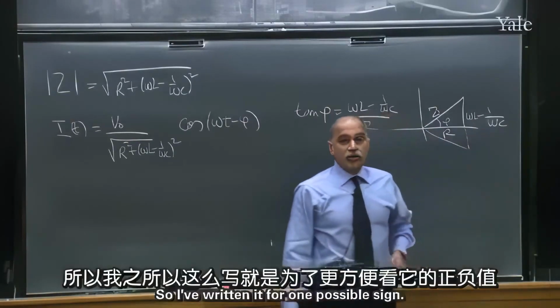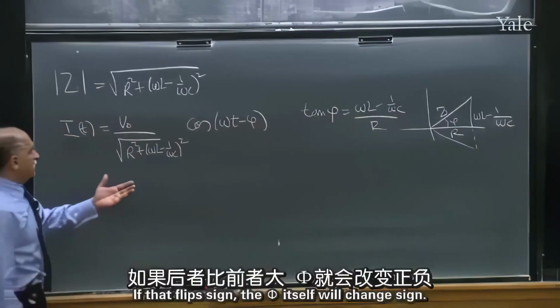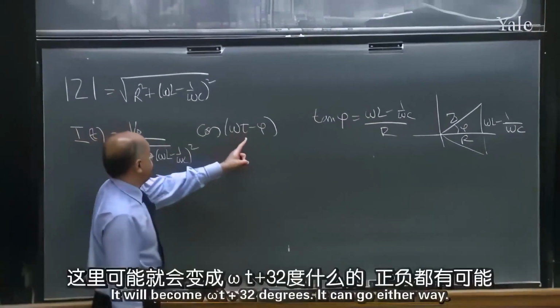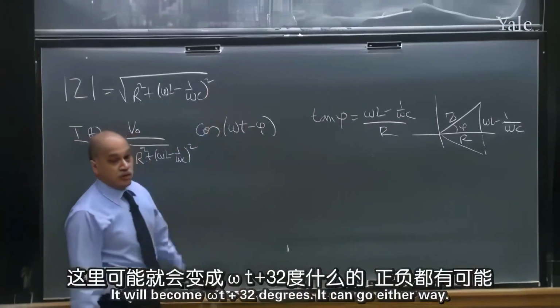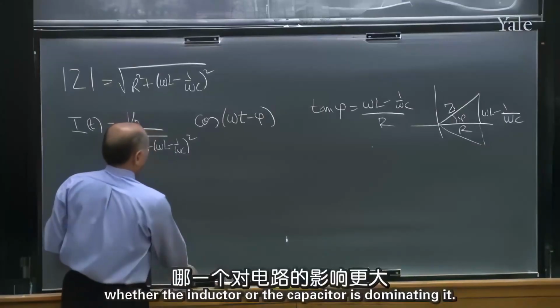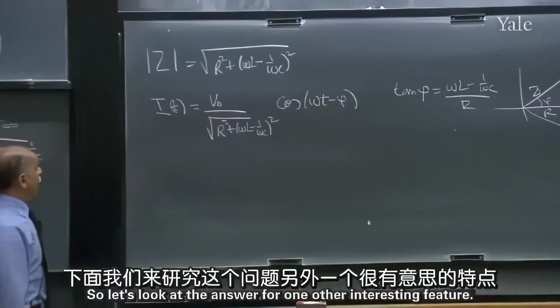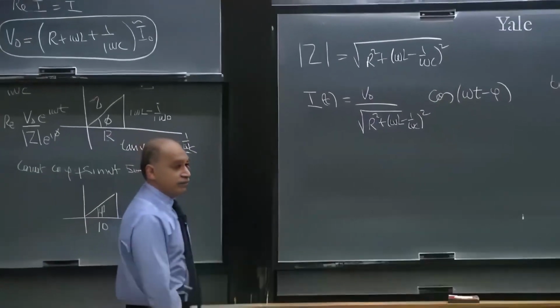So I've written it for one possible sign. If that flips sign, the phi itself will change sign. It will become omega t plus 32 degrees. So it can go either way, depending on who is dominating it, whether the inductor or the capacitor is dominating it. So let's look at this answer for one other interesting feature.